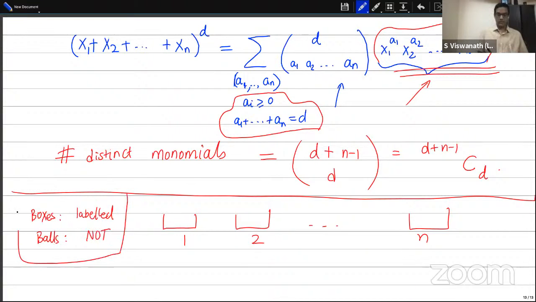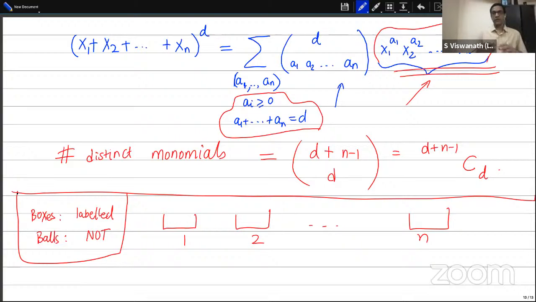Okay. Now there are all these other possible combinations. What if the boxes are labeled and the balls are also labeled? Or what if the balls are labeled, but the boxes are not labeled? And finally, what if both of them are not labeled? So let's consider each of them in turn slowly.